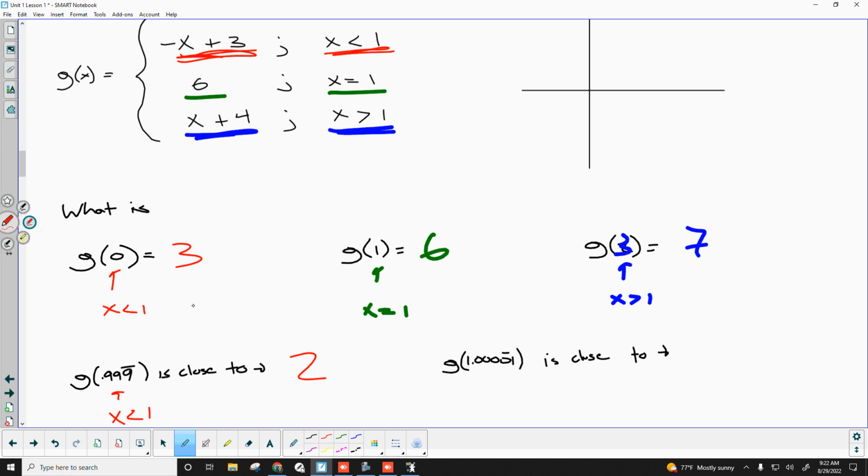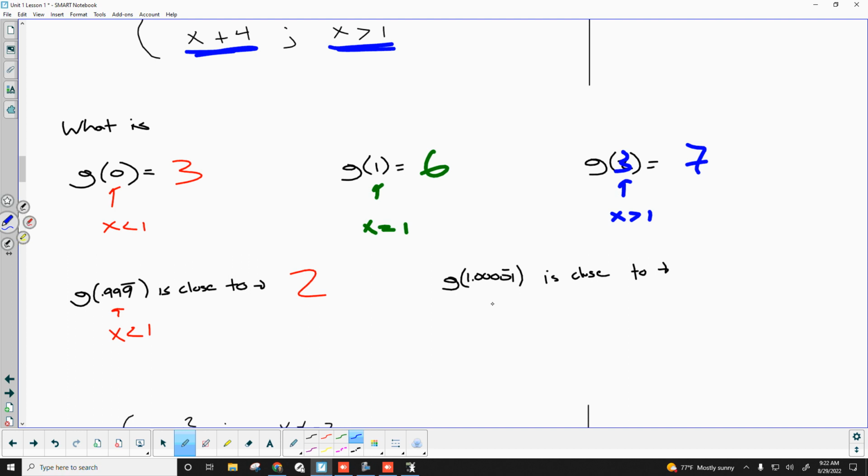Now, if I plugged in 1.00001, this number is a little bit bigger than 1. So I'm going to be using the blue piece. If I plug in that number very, very close to 1, it'll just be like plugging in 1. I get 5. Don't add the point zeros. I'm asking you, what are you getting close to?